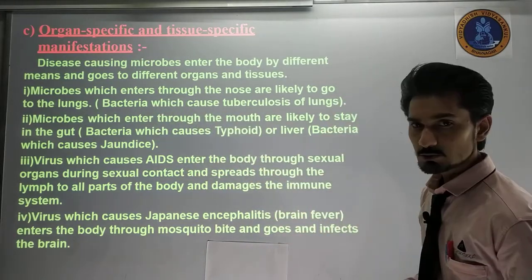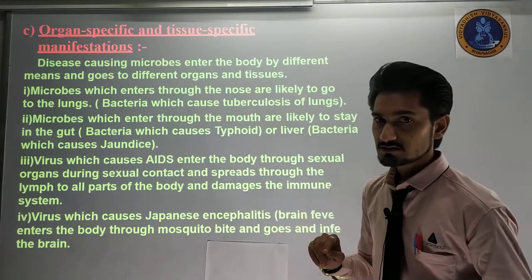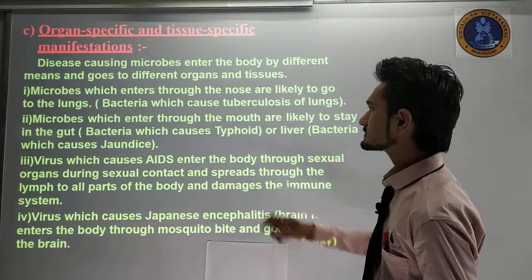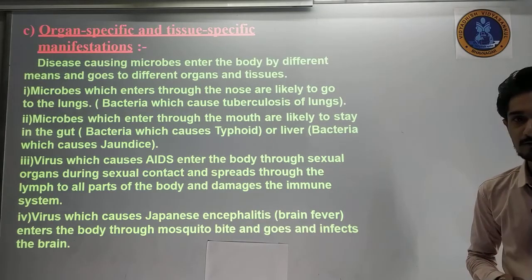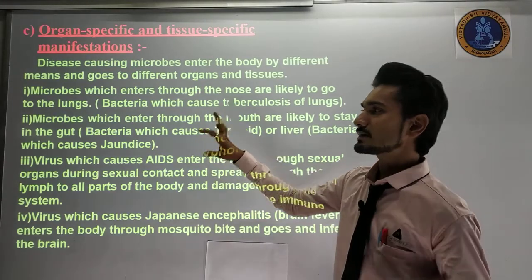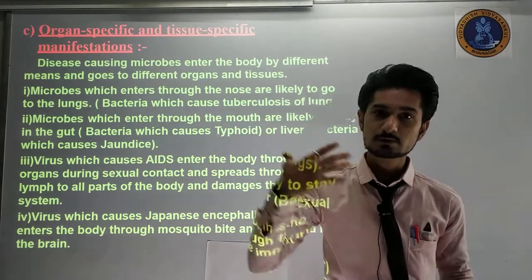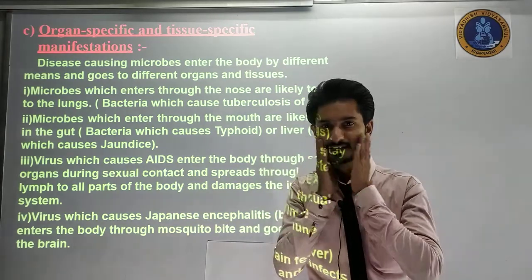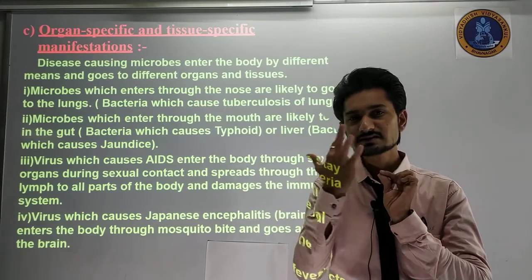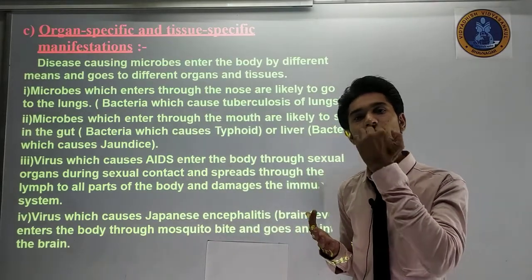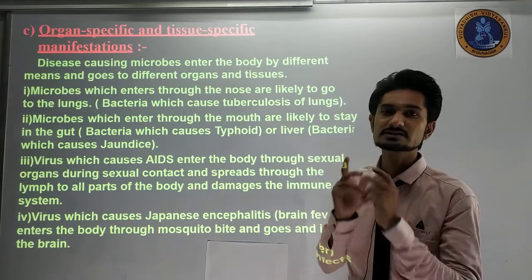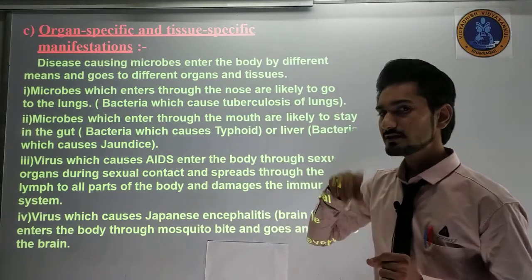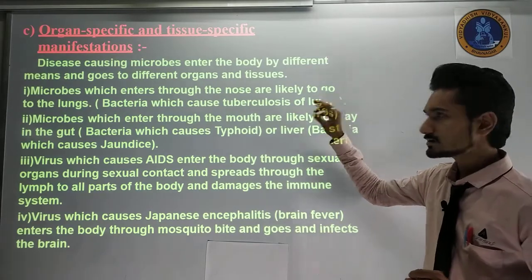Microbes which enter through the nose are likely to go to the lungs. Those types of microbes are the bacteria, so bacteria which cause tuberculosis of the lungs. That's why you have to be very careful, because these microorganisms come to your mouth and then go to the lungs. They will not stay in your mouth. This is the point we are discussing. If they stayed here, then we might get a disease of the mouth, but they go to the lungs, and there they cause the disease called tuberculosis.